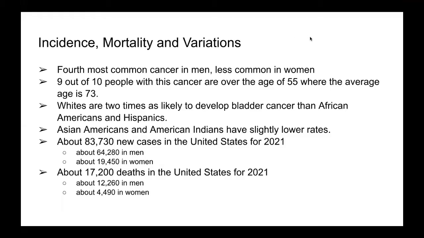So for the incidence, mortality, and variations, this is the fourth most common cancer in men, but it's less common in women. 9 out of 10 people with this cancer are over the age of 55, where the average age is 73. And there's some racial discrepancy that we're not 100% sure on, where whites are 2 times as likely to develop bladder cancer than African Americans and Hispanics. And Asian Americans and American Indians have slightly lower rates. This is probably due to some way that Americans live differently than these other cultures.